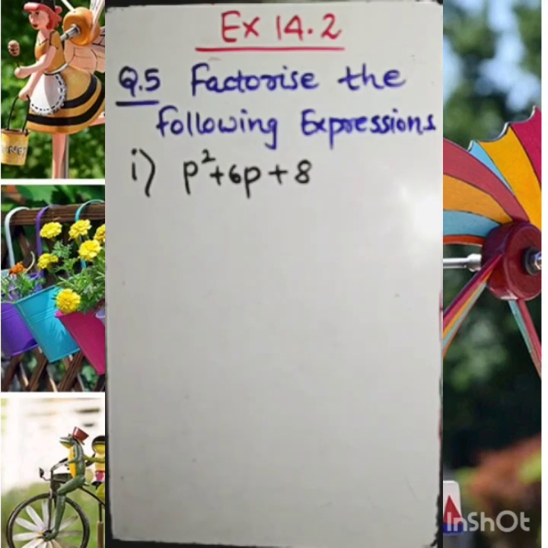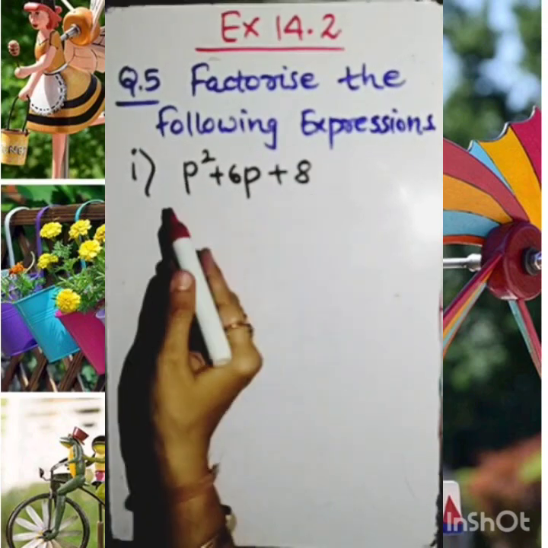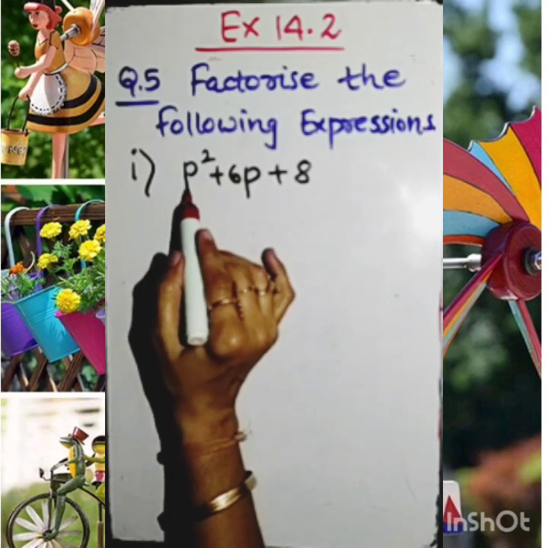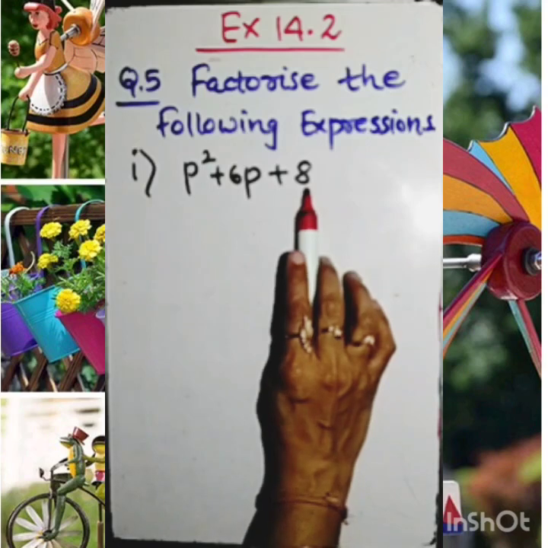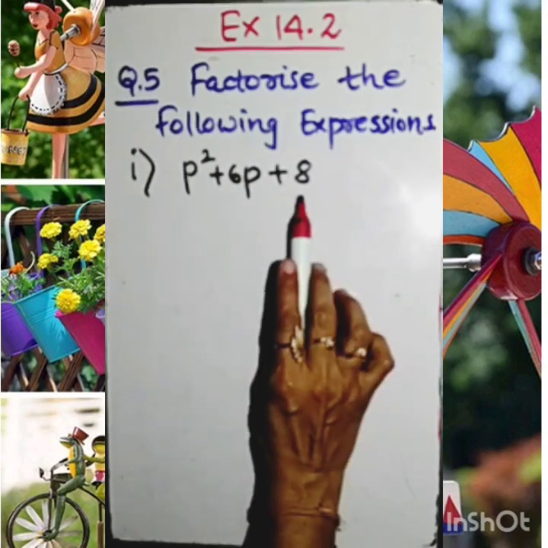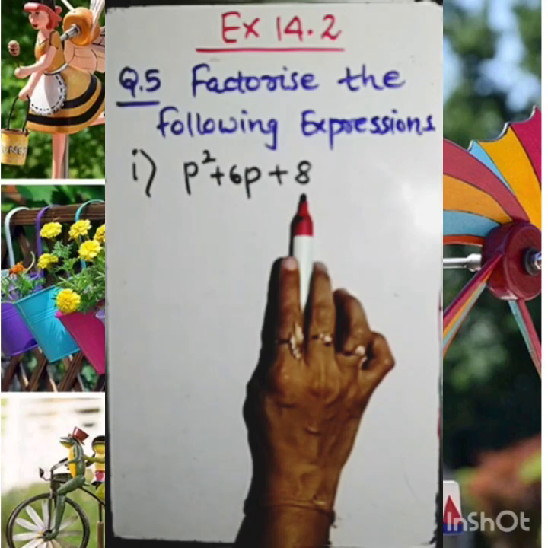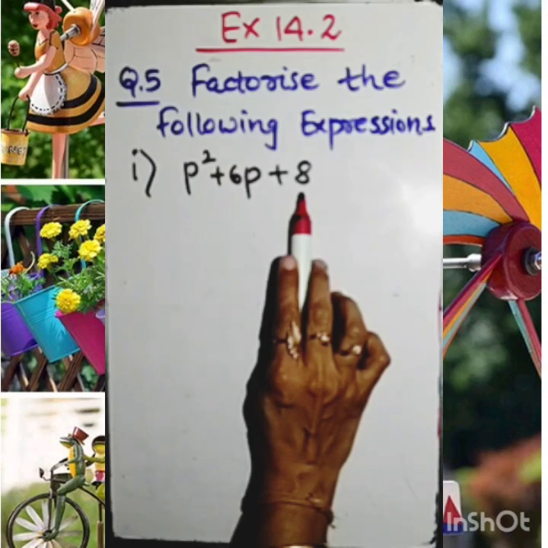So, what you have to do here, just look at your screen, p square plus 6p plus 8. How to justify? Here you can see three terms are there. First term, second term and this third term. Now first question, ask yourself, is first term a perfect square? Yes, it is a square of p. Is last term a perfect square? No, 8 is not a perfect square, because if it is 4, then it is perfect square of 2. If we are given 16, then it is perfect square of 4. But 8 is not a perfect square.